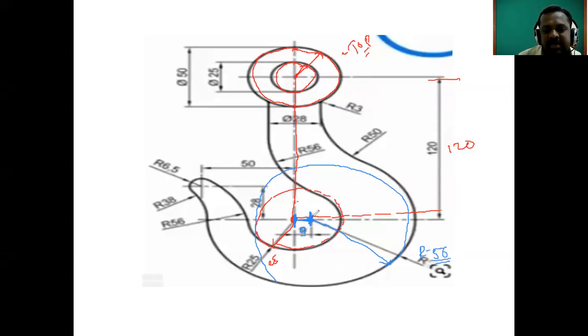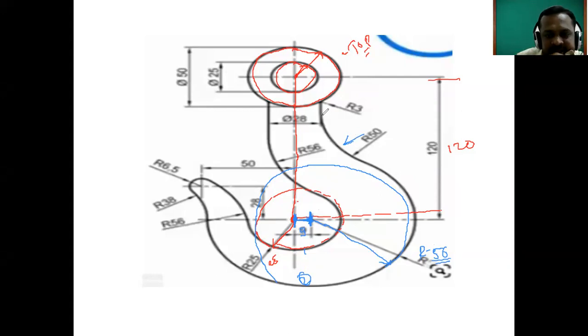Okay, so that much part is understood. Yes, sir. Suppose once I have drawn these circles, this one circle and these two circles, then we can easily join this with the help of the tangent radius circle. In each and every figure we have to use the tangent radius circle. Whenever a curve is there and radius is given, directly you can use the tangent radius circle, no problem.